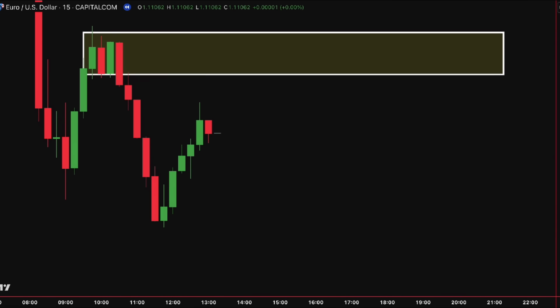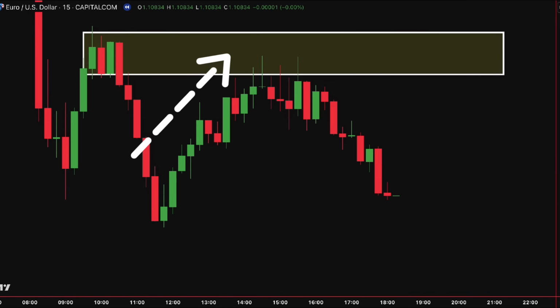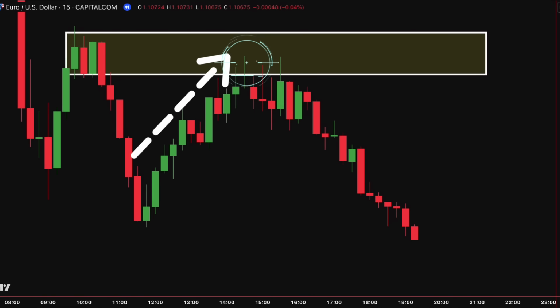So we draw the zone and wait for the price to return. Watch what happens. Price moves back up, taps into the supply zone, gets rejected, and then drops sharply. That's exactly how smart money re-enters the market and how we position ourselves with them. Now let's move on to another type of imbalance liquidity zone, the fair value gap.